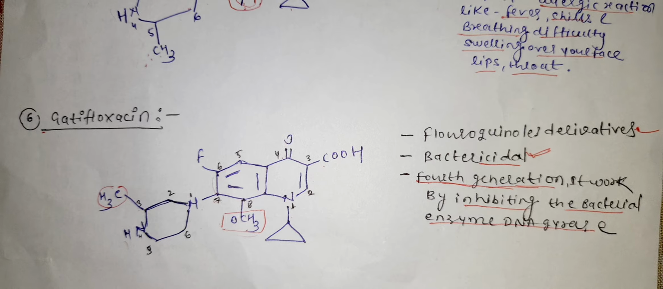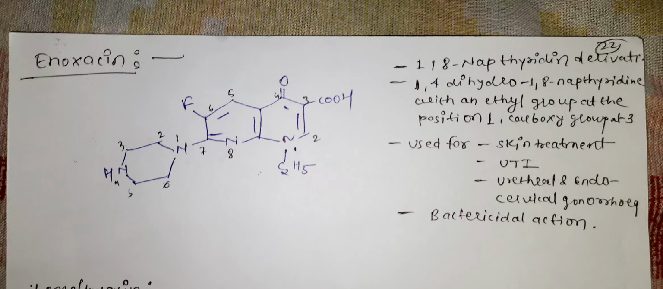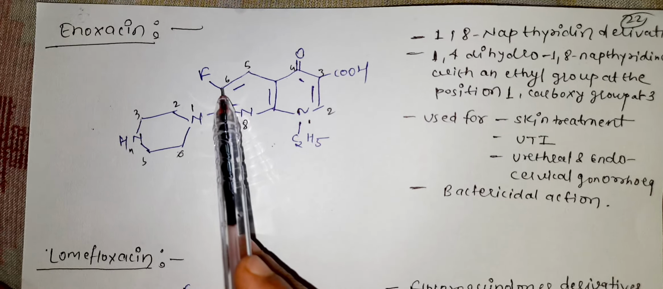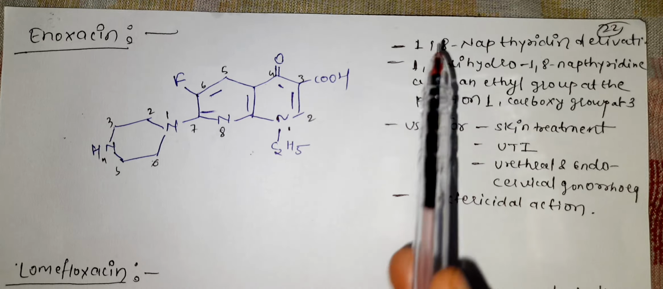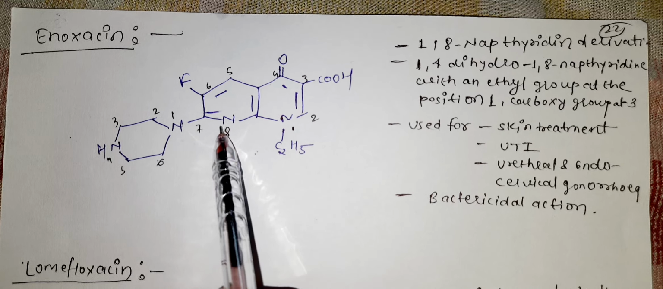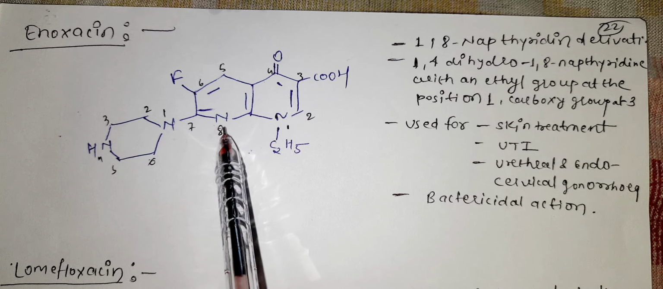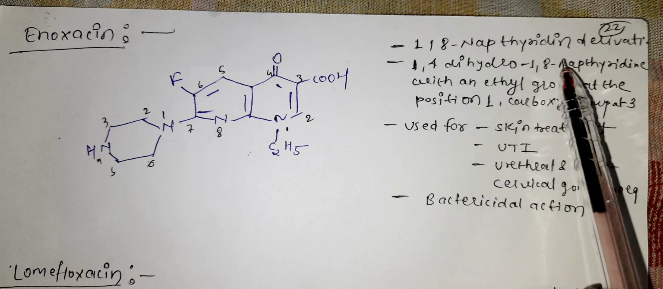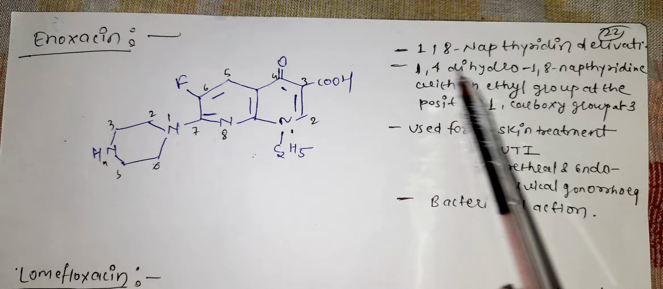Okay, so now the drug is enoxacin. So the structure of enoxacin is not a fluoroquinolone derivative, it's a 1,8 naphthyridine derivative, at the 1 and 8th positions. In this ring there are also 2 nitrogens, and the derivative is a 1,8 naphthyridine derivative like nalidixic acid, and 1,4 dihydro.